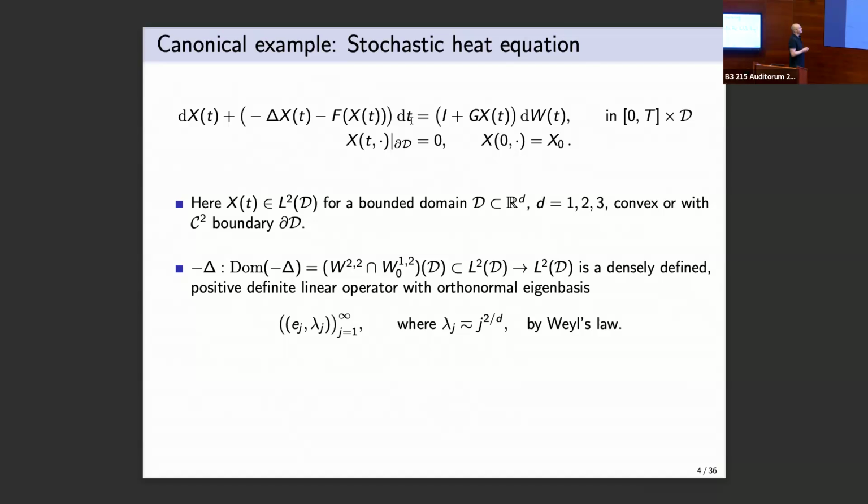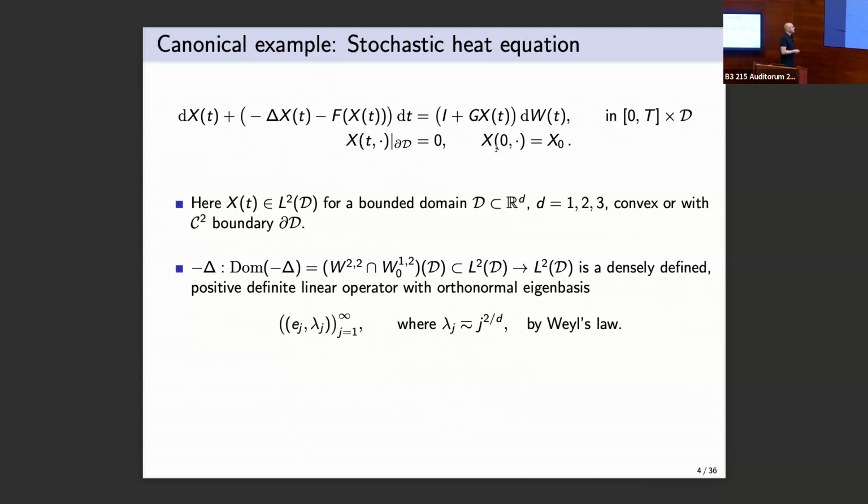So it's a reaction diffusion equation. If you look here, this is a reaction term, and this can be nonlinear. And on top of that, we have this kind of additive noise. So this is a Q-Wiener process. It can be multiplicative as well.